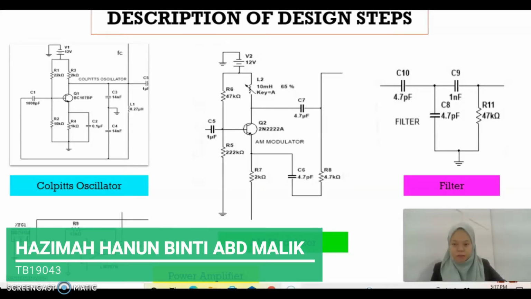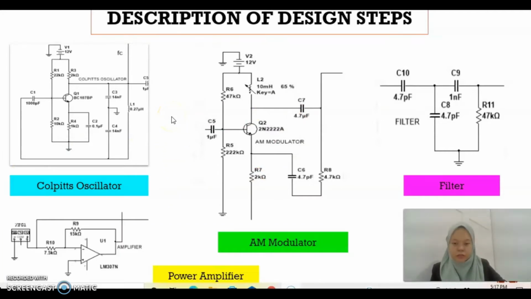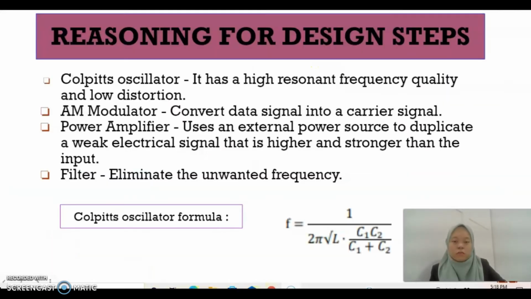Description of design steps. We use five steps to design this AM transmitter. The first one is the Colpitts oscillator. We calculate to get the value of the capacitor and also the inductor. Second one is the AM modulator. The third one is the power amplifier, and the fourth one is the filter. Lastly, we combine these four circuits into one design circuit.